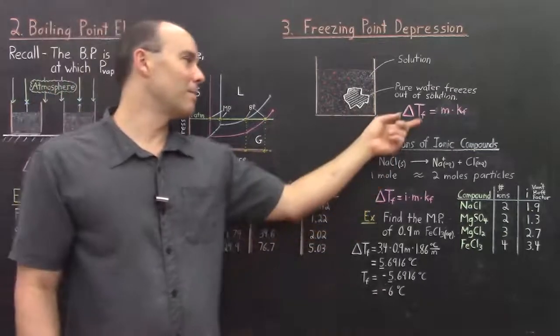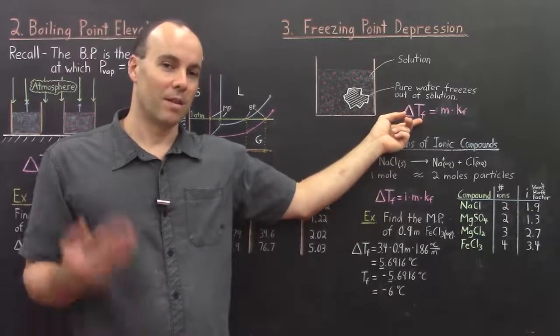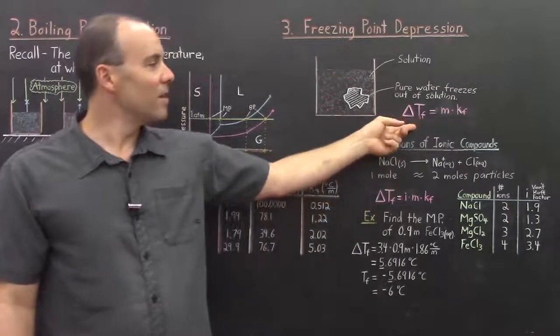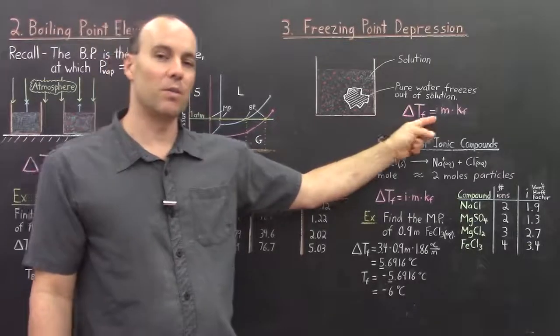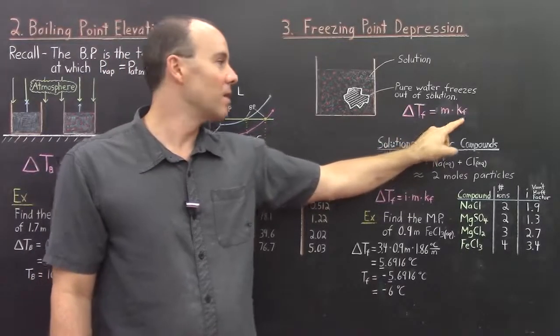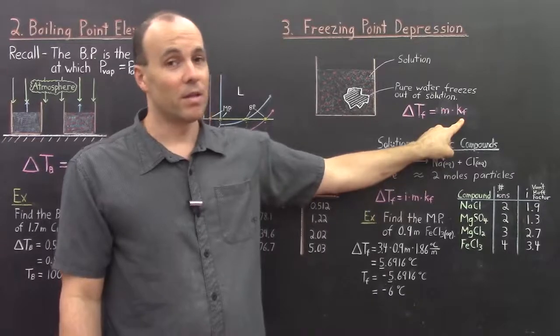How much does it change the freezing point by? Well, that's also given by a similar equation as we saw before. The change in the freezing temperature is equal to the molality concentration times the freezing point depression constant.